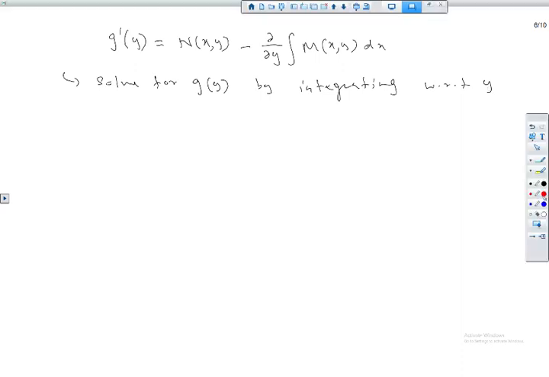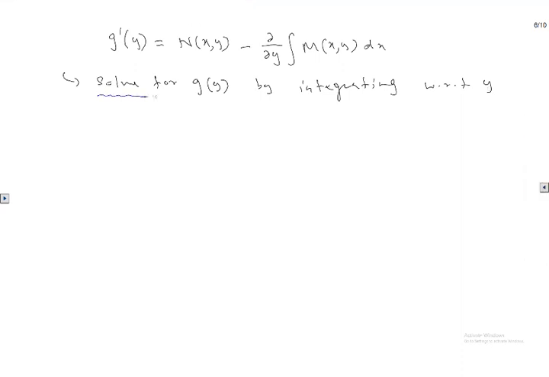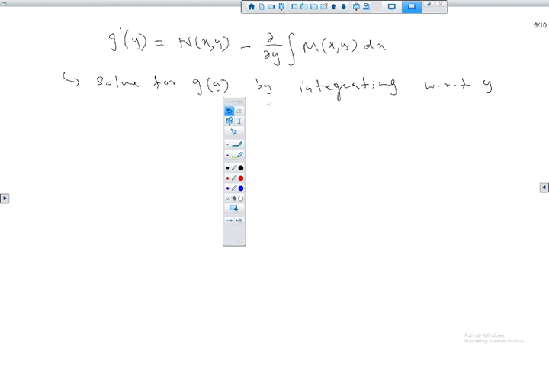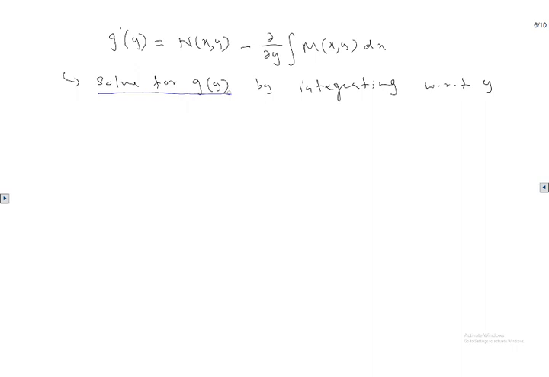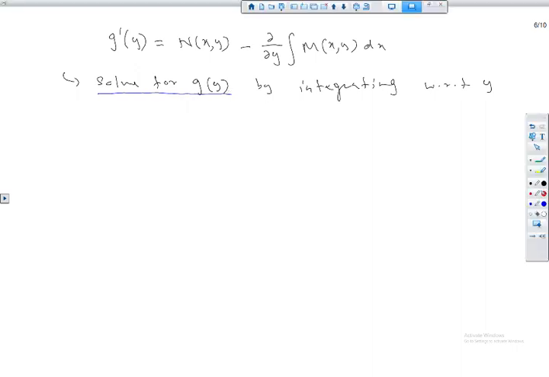Okay, so you solve for g(y). And then step 5.